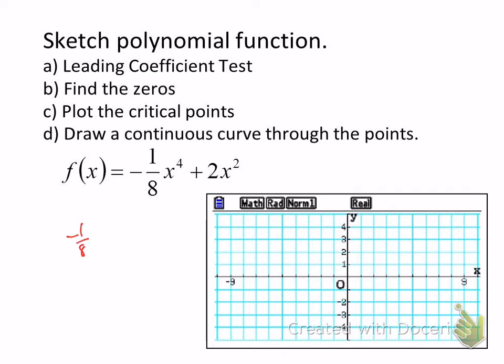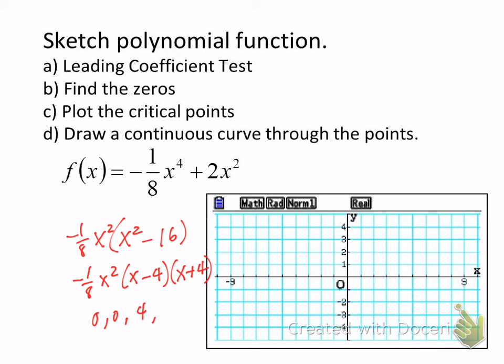First, you're going to factor out the negative 1/8 and also the greatest common factor of x squared. You're going to be left with x squared minus 16. And then that's negative 1/8 x squared, x minus 4, x plus 4. And then you can have zeros, and you can finish that one.